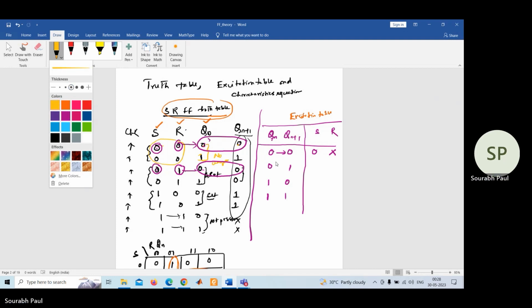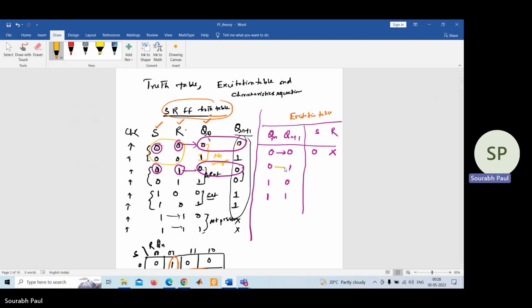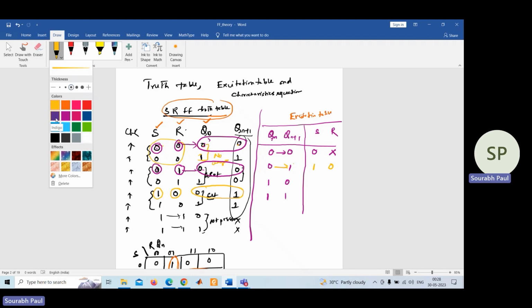Now let's check the second one, 0 1. Check how many times 0 1 is coming in this truth table. 0 1 here, 1 time. Okay. Now see in this condition, what was the value of S? What was the value of R? Okay. S equal to 1, R equal to 0.